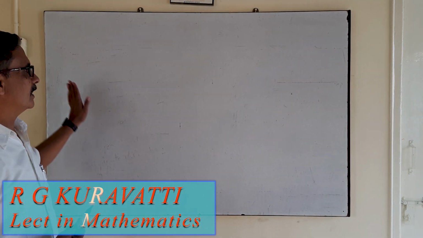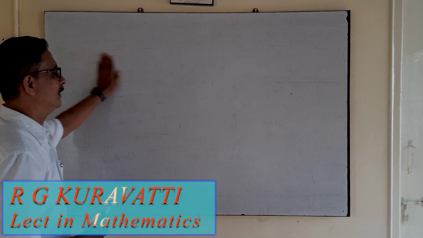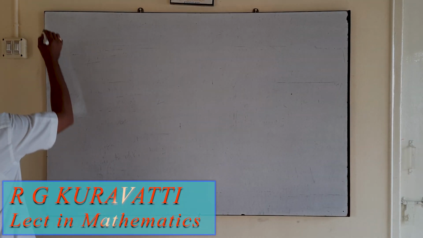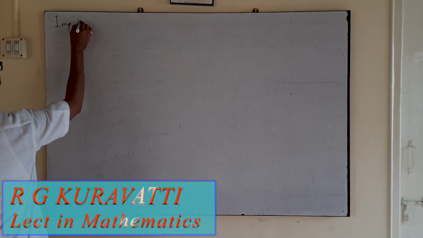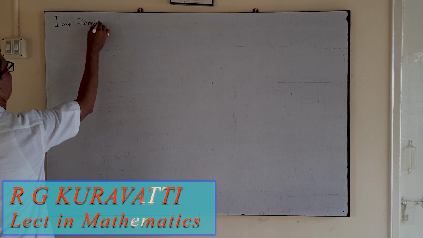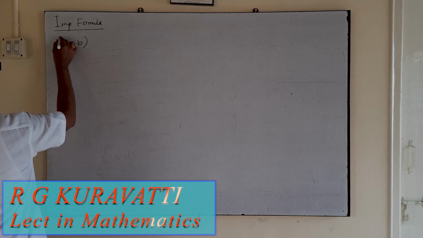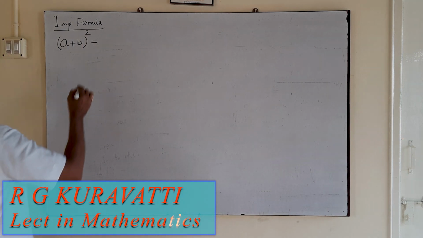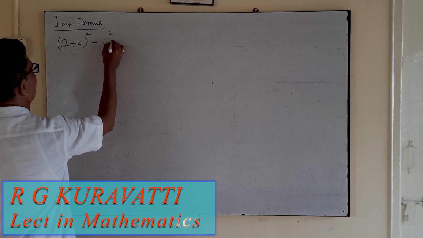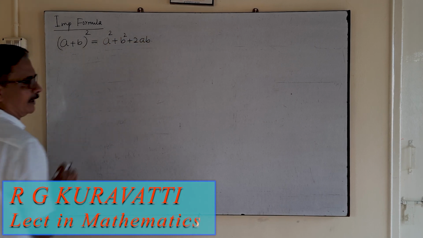Okay. So next, some more important basic things. You know all those things, we just recall. What are those? Now here, important formulas. You know that, what is the formula for (a plus b) whole power 2? Yes, what is that? a square plus b square plus 2ab.